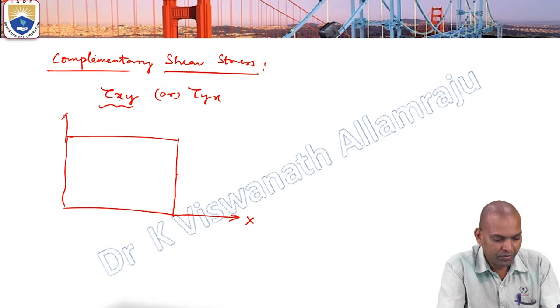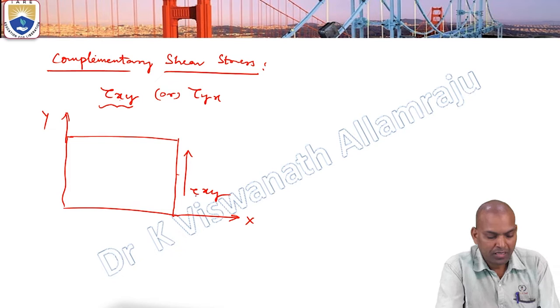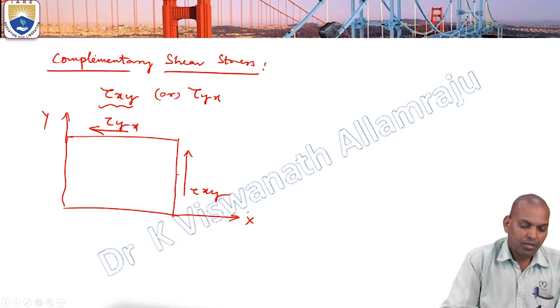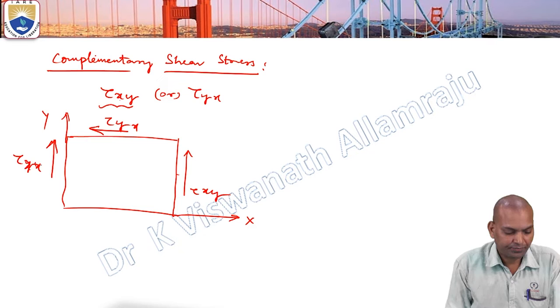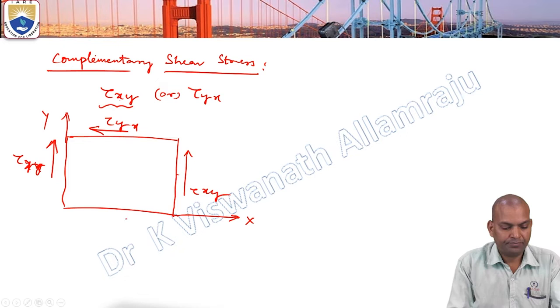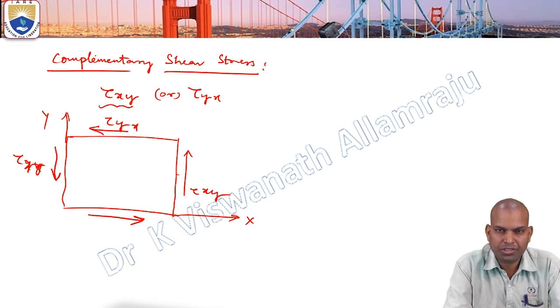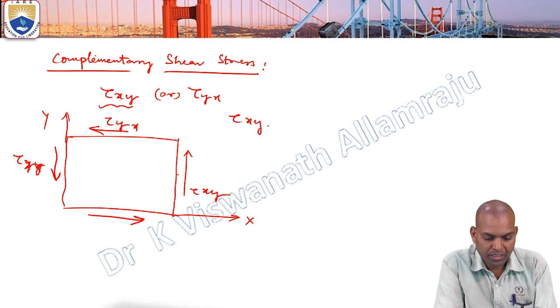Tau xy is denoted here. It is in direction x, but actually it is on the plane y. Now these are the complementary shear stresses. To maintain the equilibrium of these complementary shear stresses, we have to use other planes to balance. But here tau xy equals tau yx; the complementary shear stress remains the same.